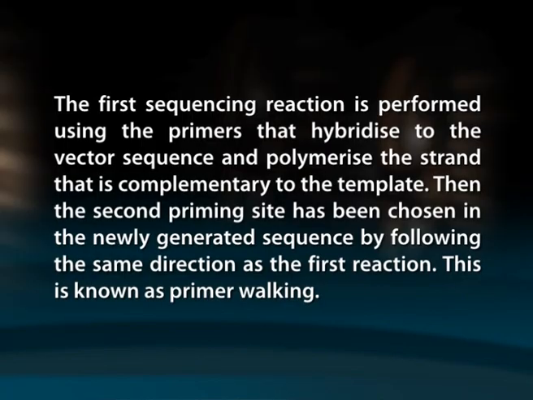The first sequencing reaction is performed using primers that hybridize to the vector sequence and polymerize the strand that is complementary to the template. Then the second priming site is chosen in the newly generated sequence, following the same direction as the first reaction. This is known as primer walking, and it helps to reduce redundancy. However, it requires the synthesis of each new primer, which in the past was time consuming and expensive, especially when dye labeled primers were used.